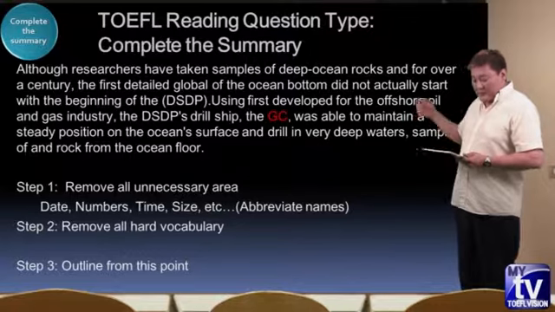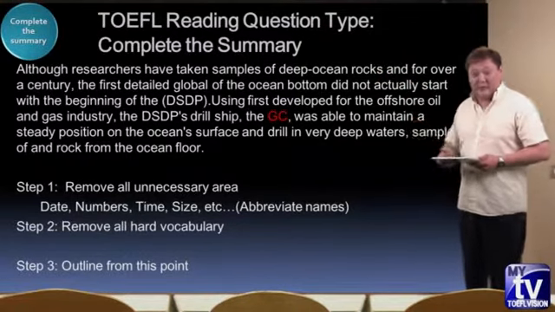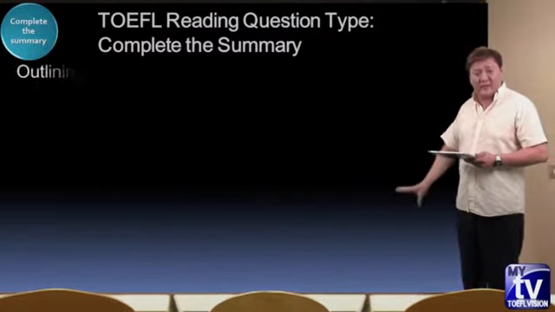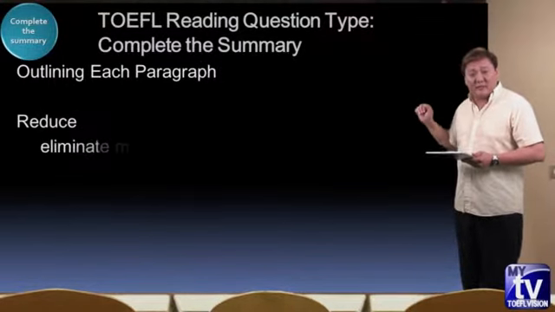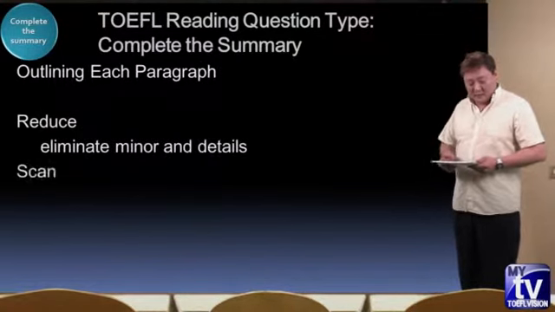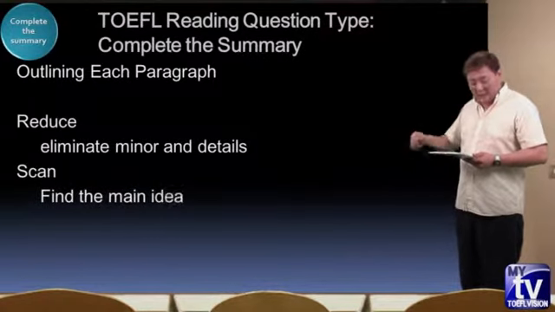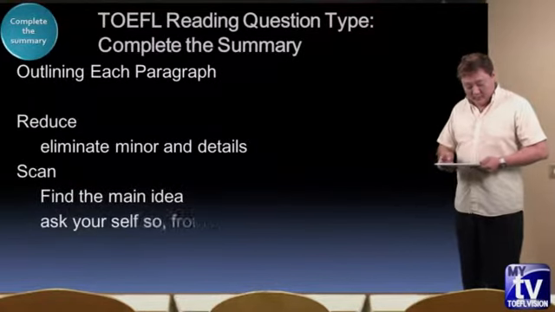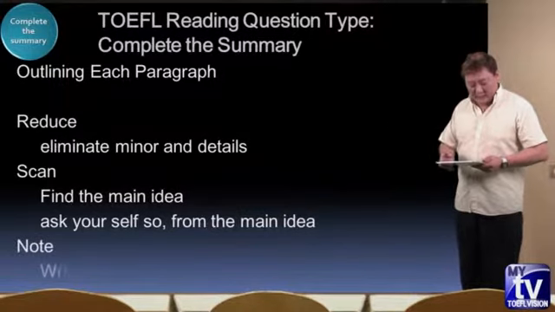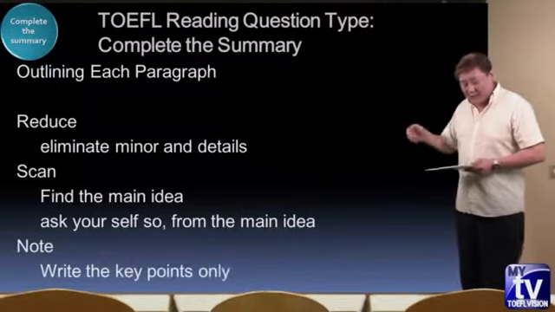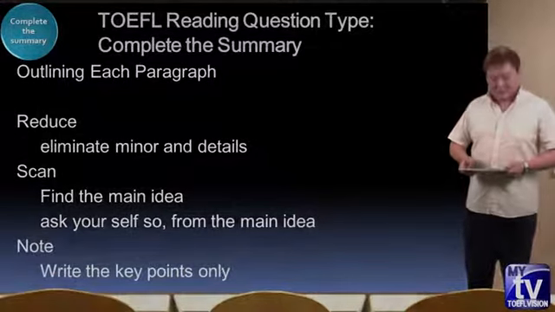So we basically outlined each paragraph of every reading. We reduced and eliminated minor details. We scan and find the main idea. We ask ourselves so and why about the main idea, and you notate the key points.